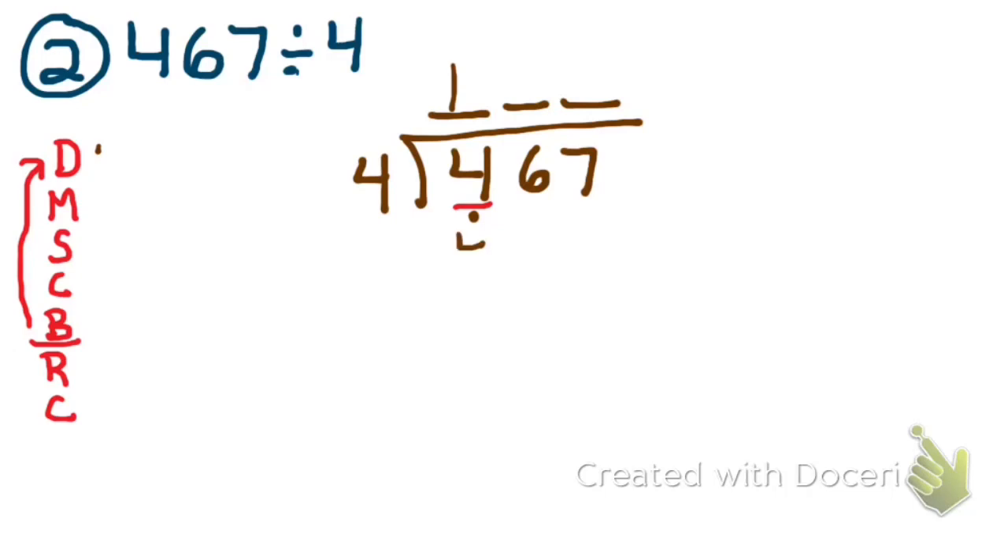And the next step is M, which is multiply. 1 times 4 is 4. Check off multiply. My next step is subtract, so I put a subtraction sign and an equal bar, then I go ahead and subtract. 4 minus 4 equals 0. Check off subtract. Next step C, compare. I ask the question, is 0 less than 4? Yes. Good, that's the answer I want. B means bring down. Is there anything to bring down?